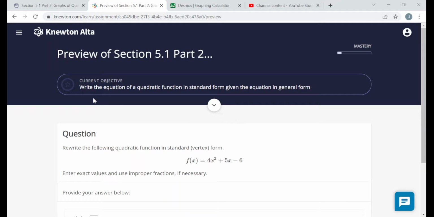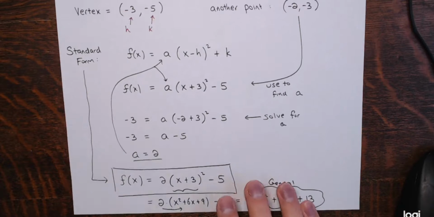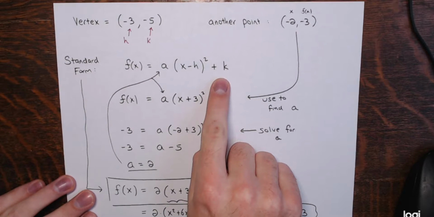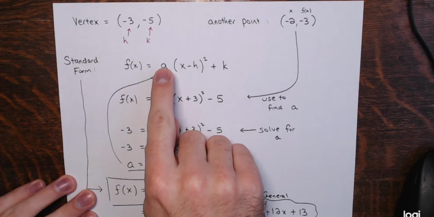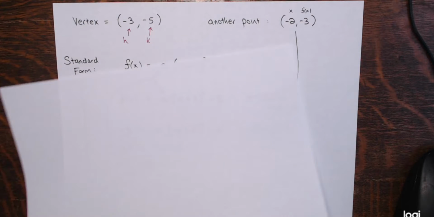Alright, so this next question. Write the equation of a quadratic function in standard form given the equation in general form. I'm going to show you 2 different ways you can do this. So here's an equation in general form, and they want us to go back to standard form. Standard form once again looks like this. To put something in standard form, I just need to know the vertex and the lead coefficient. I need to know a, h, and k. And that's pretty easily done here.